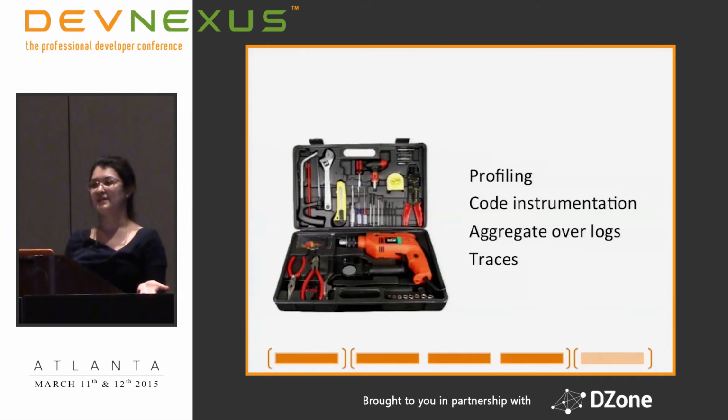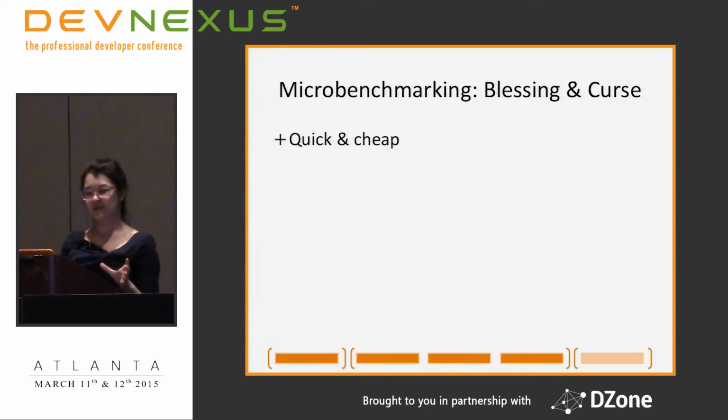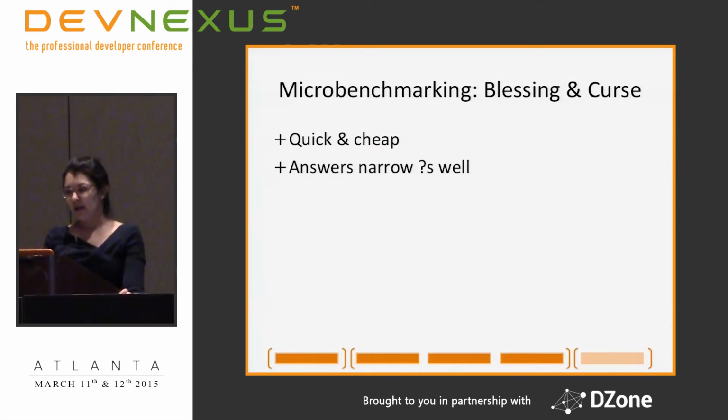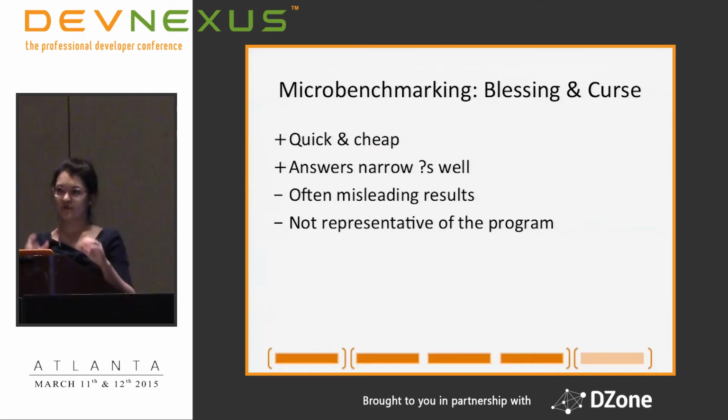So microbenchmarks are meant to measure a very small piece of code, usually a single operation. And in my opinion, microbenchmarks are a blessing and a curse. They're quick and cheap to set up, and they answer very narrow questions very well. Like if I would like to know which sorting algorithm I should use, merge sort or quick sort, I may want to set up a microbenchmark. But they often produce misleading results. And they're not really representative of a program due to their nature, because they measure a very tiny part of it. So you should have microtrust in your microbenchmark.